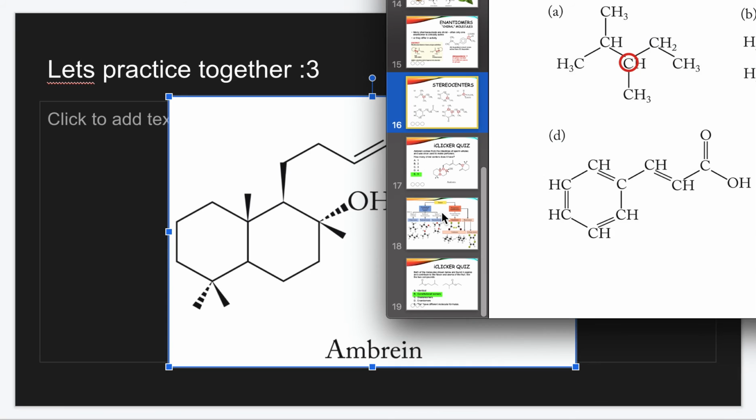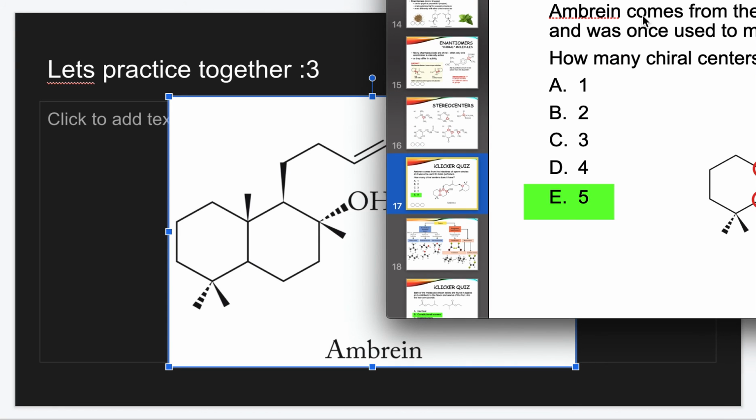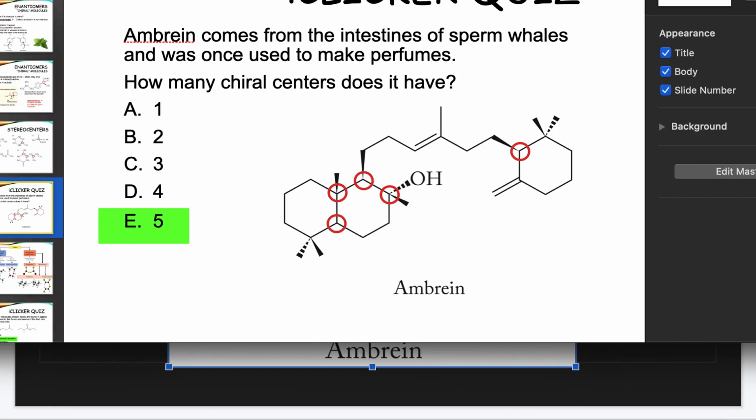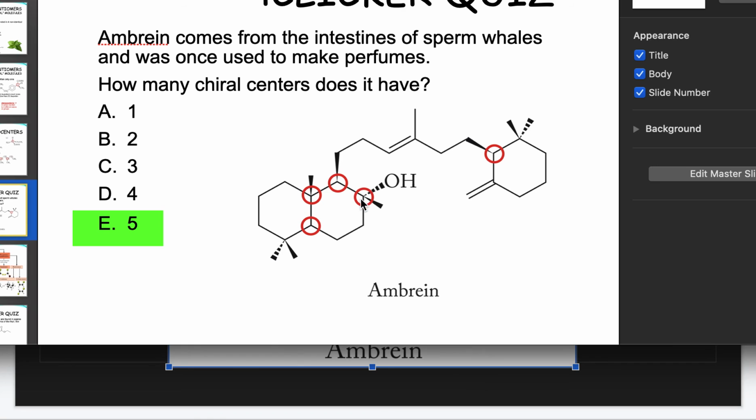Oh, let's check if we got that right. This is the same exact thing. Okay, yeah. So the only one I forgot is this one right here, because that one is connected to this hydroxyl, over here hydrogen, and then this carbon, and then this carbon chain. So this one has 5 stereocenters, making an enantiomer.